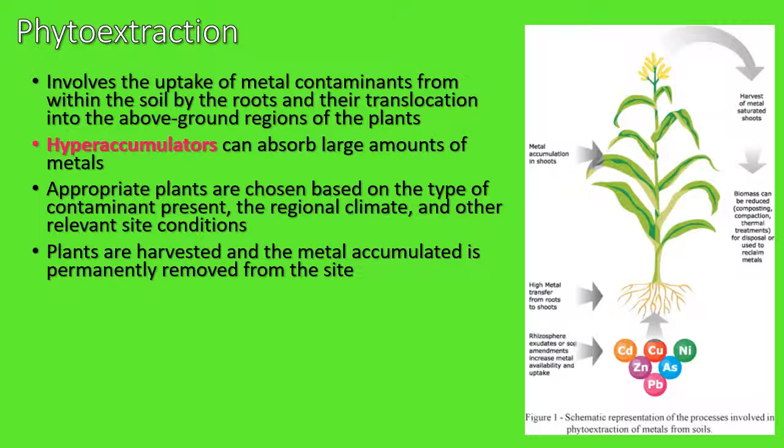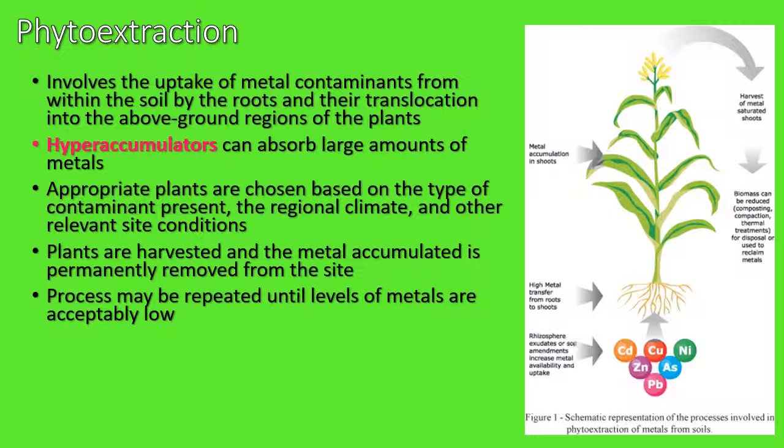Once the plants have taken up the metals, then the plants are harvested. And so now the metals have been removed from the land, so they've been removed from the site permanently, but now they're inside of the plants. And then you can plant more plants and repeat the process over again, and you can keep doing that until the levels of whatever metal it is you're trying to get rid of, like zinc or nickel, for example, get to acceptably low levels, then the site has been considered fully remediated.